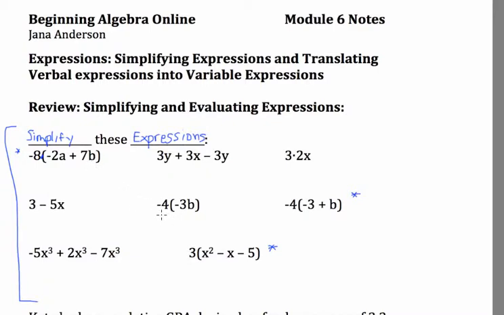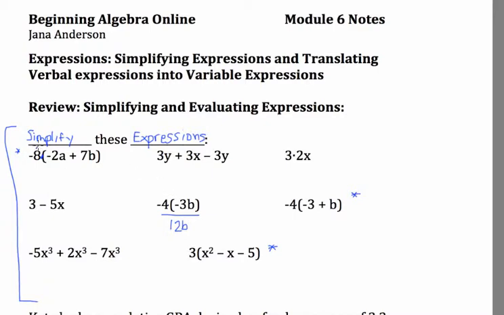Notice, this is not distributive property. There is no adding or subtracting inside the parentheses. This is just -4 times -3b, all multiplied together. This would become 12b. You don't have to distribute since there's no adding or subtracting.